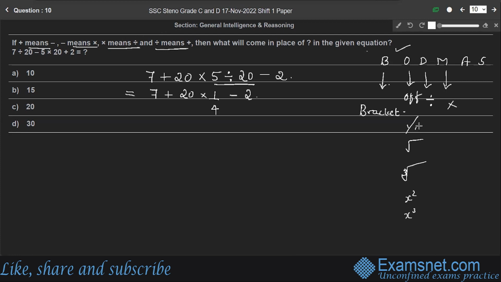Next comes M. M means multiplication. So 7 plus 20 into 1 by 4: 4 into 5 is 20, so it becomes 5 minus 2. Next comes addition followed by subtraction. So 7 plus 5 is 12, minus 2 is 10. Therefore, option A is the right answer.